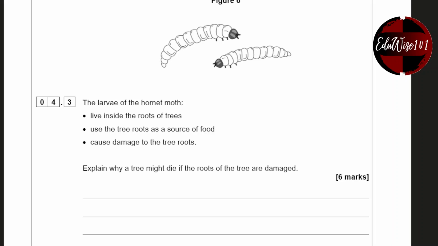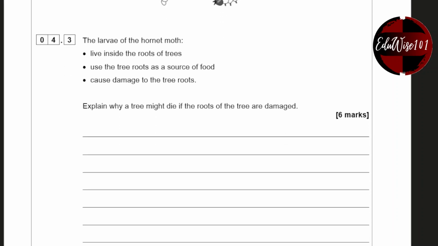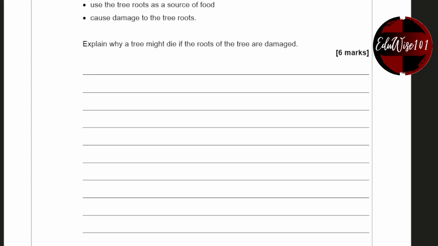So, it's through the roots that plants mainly get water and mineral ions, like the phosphates, the nitrates, and so on. If the roots are damaged, then the transport mechanism for the plant is going to be lost. If the larvae use the tree roots as a source of food, that means the plant is losing its own nutrients, and it won't be able to grow or to repair itself.